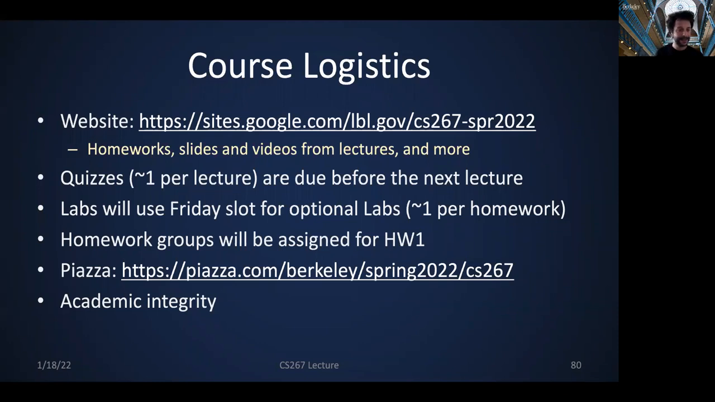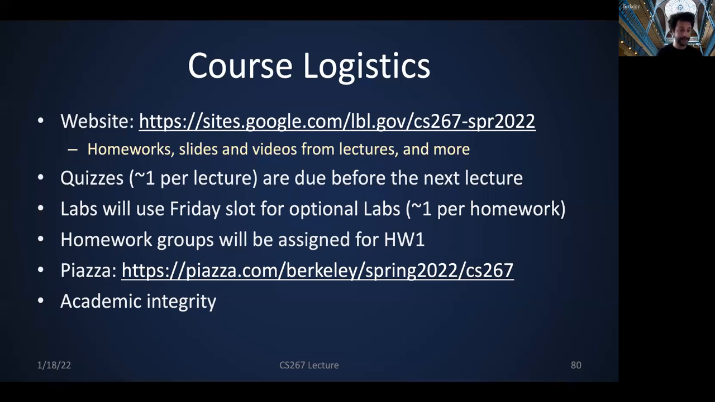I should update this. Labs will use the Wednesday slot for optional labs and 1 per homework. It will be updated. We will assign you groups for homework 1. And sometimes these groups persist throughout the semester and be reused for subsequent homeworks, but you don't have to. Only for homework 1, we're going to assign you groups.